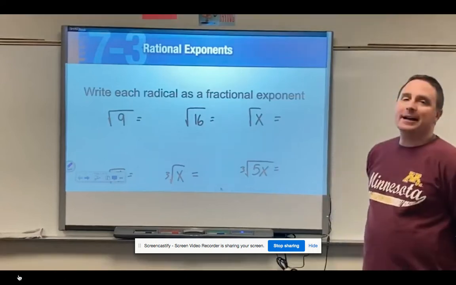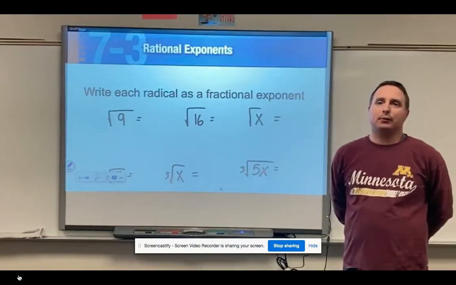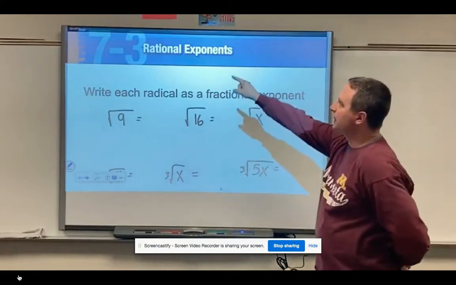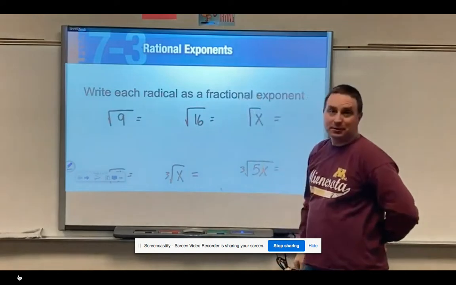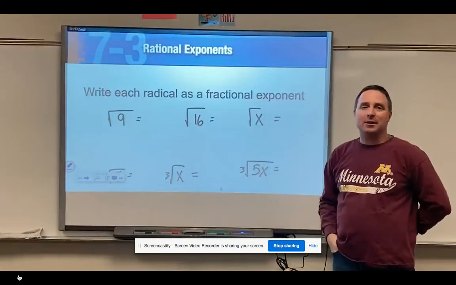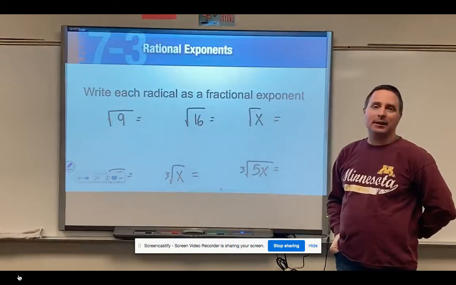Today we're going to talk about rational exponents. If you remember what a rational number is, a rational number is simply a fraction. So we're going to look at rational exponents, which translates to exponents that are fractions. Nothing to be scared about. Some people get worried about that, but they're really not too bad.